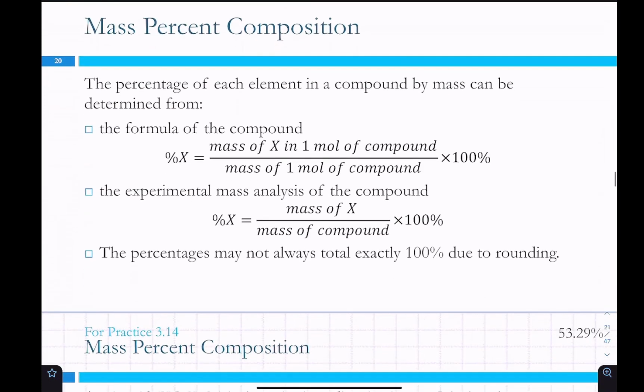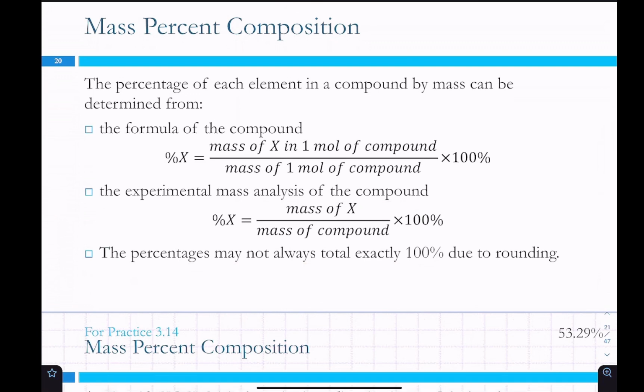So the percentage of each element in a compound by mass can be calculated from the formula of the compound, or the experimental mass analysis of the compound, and the percentages may not always total exactly to 100% due to rounding. So we're going to have to use some judgment to determine if we can actually round to a whole number, or if you get fractions of a number, how you convert those into whole numbers, because that can happen as well, especially when we talk about empirical formula.